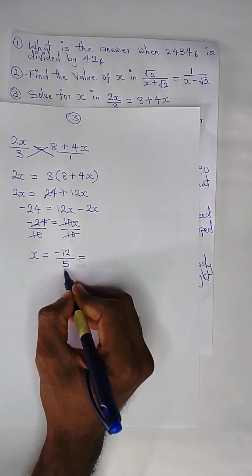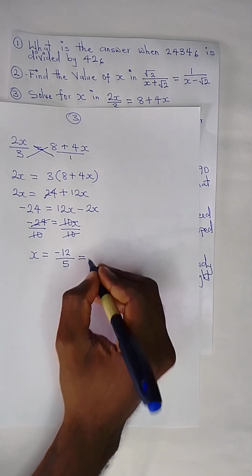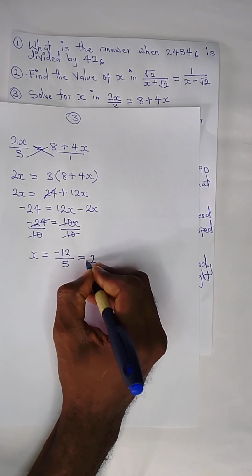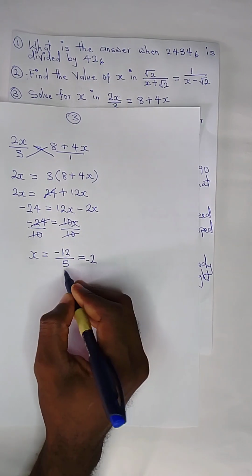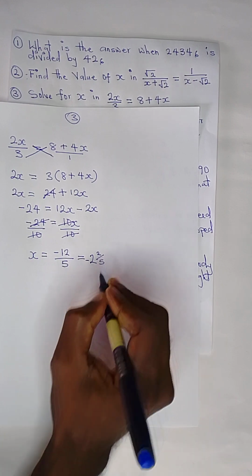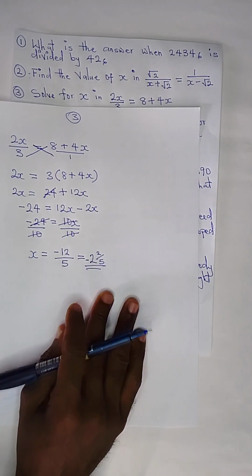So you can say 5 goes into 12. 5 goes into 12 is going to be 2 times. Remember, your answer is negative. So it will be remainder what? Remainder 2 all over 5. So this is supposed to be your final answer.